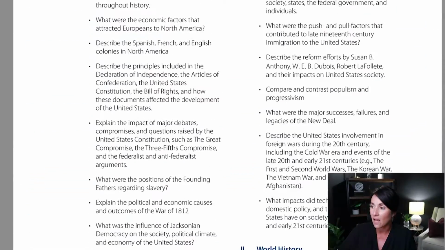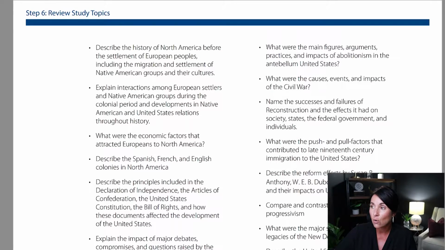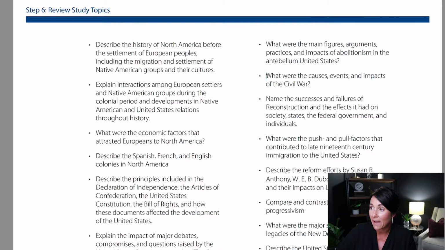These are words you're going to see on the exam. These are concepts you're going to see in test questions. So you're going to want to take a look at these study topics. Another thing I love is that they have these guiding questions. What were the main figures, arguments, practices, and impacts of abolitionism in the antebellum United States? What were the causes, events, and impacts of the Civil War? These guiding questions are going to help you so much on the actual test.